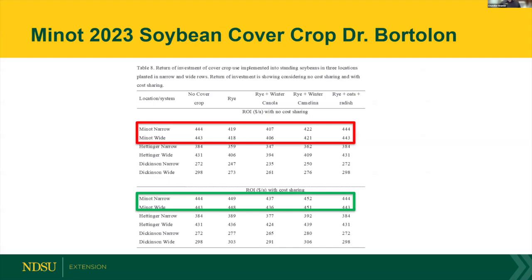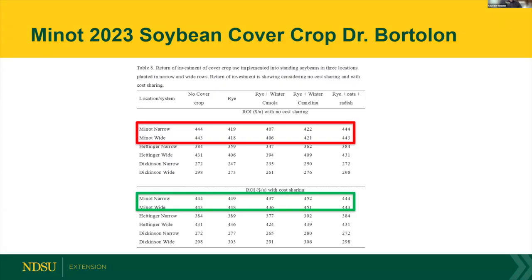A lot of times money is the main concern and driving factor of using a cover cropping system. I highlighted in the red at the top the return on investment with no cost sharing, and the green box is with cost sharing. For cost sharing, we allocated $30 as an average price of how much you'd get if you were enrolled in a program. The first column with no cover crop is $444 in the Minot Narrow. We're just going to look at one here. Then the rye was $419 return on investment, so you lost a little bit of money by going to the rye.